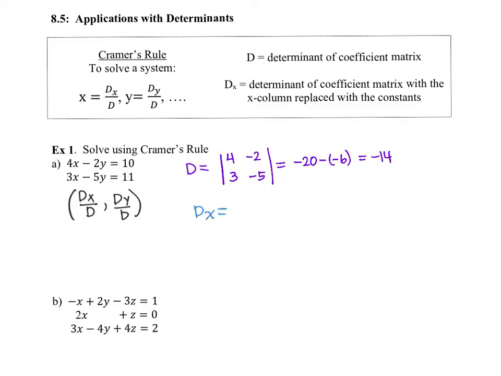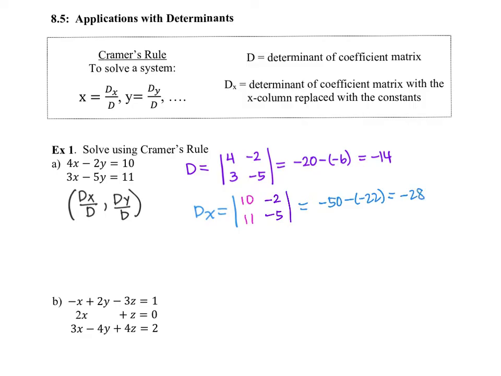Okay, now remember, dx is the determinant of the coefficient matrix with the x column replaced with constants. Okay, so I want to copy the coefficient matrix again, but instead of the x column, I'm going to put these numbers over here. So instead of the x column, I'm going to put the 10 and the 11 that were the constants, but I'll keep the rest of the matrix the same, which means it still has a negative 2 and a negative 5. Okay, and then I'll go ahead and calculate the determinant of this, which is very quick because it's a 2 by 2.